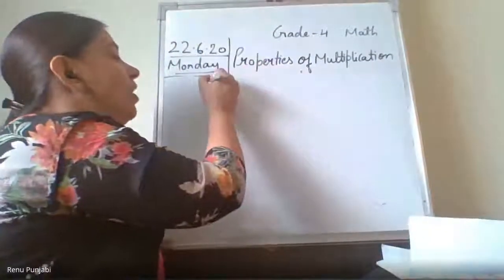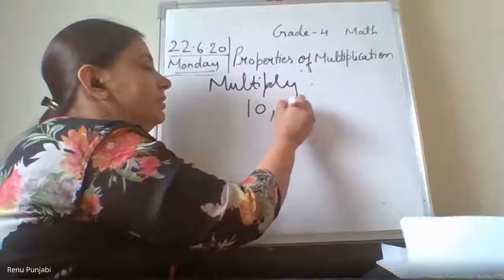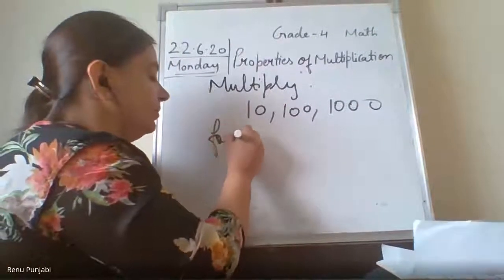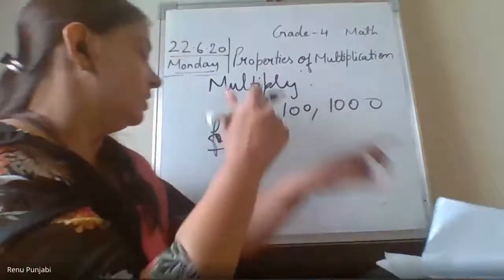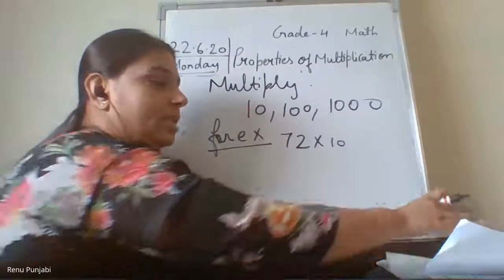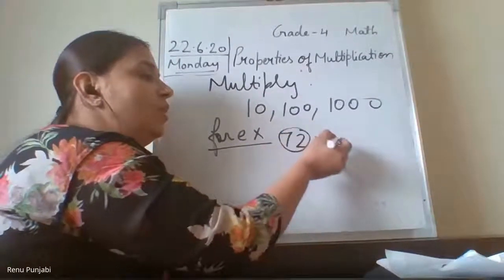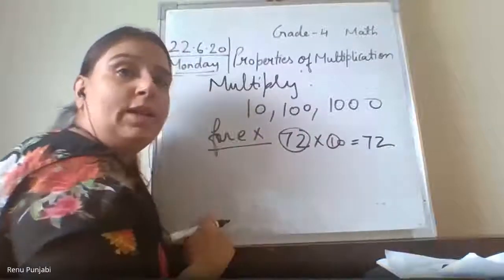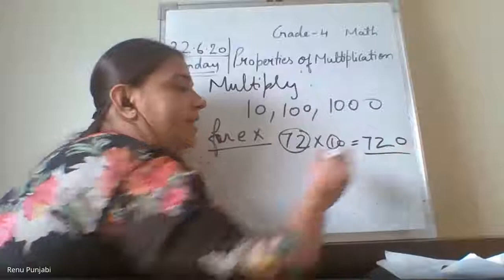Now we have to learn how to multiply any number with 10, 100, 1000. For example, if I say 72 multiplied by 10. As I explained, you multiply this number with this number. 72 ones are 72. But where will the 0 go? It will be added to the right hand side of the product. So your answer is 720.